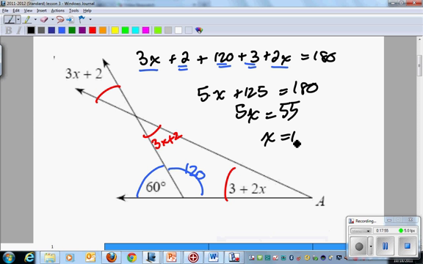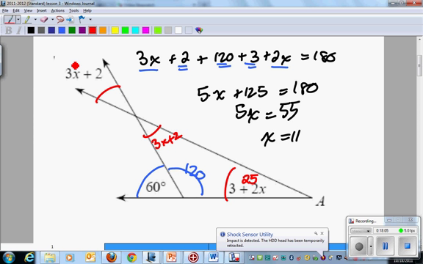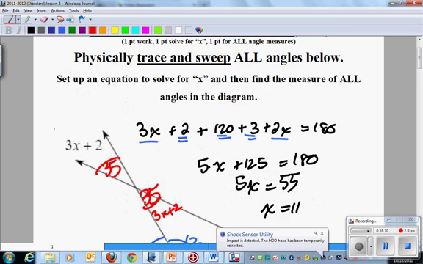Plug it in. 2 times 11 is 22 plus 3. That is 25. Yes, that's 3 times 11 plus 2, which is 35. This is 35. That is 120. Do I tell you to find everything? Solve for x. Find the measure of all angles in the diagram.